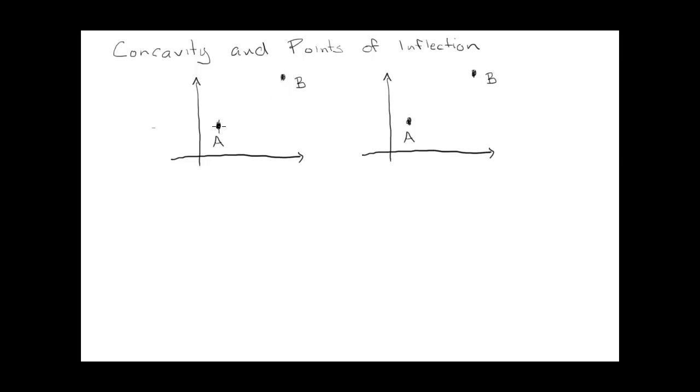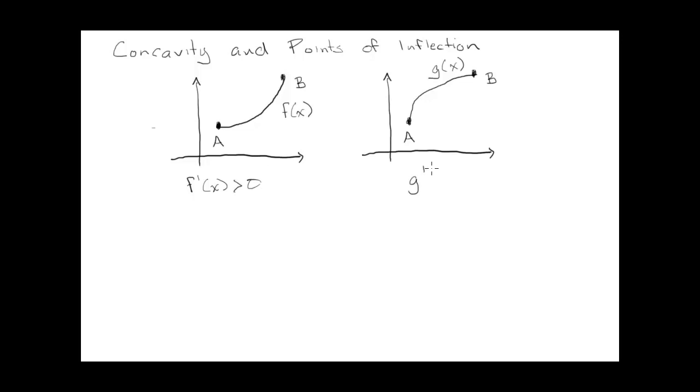One graph is going to connect points A and B like this. I'll call this one f of x. And the other one is going to connect points A and B like this. Notice that in both cases, f and g are increasing because they go up as you go from A to B. So that means their first derivative is positive since it's increasing.